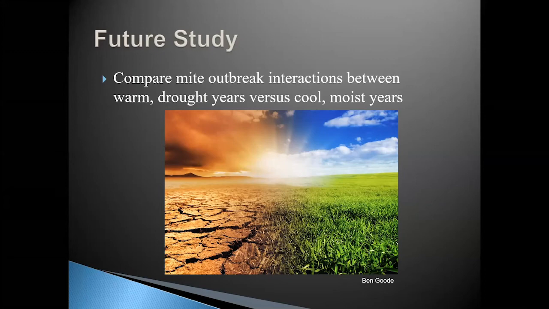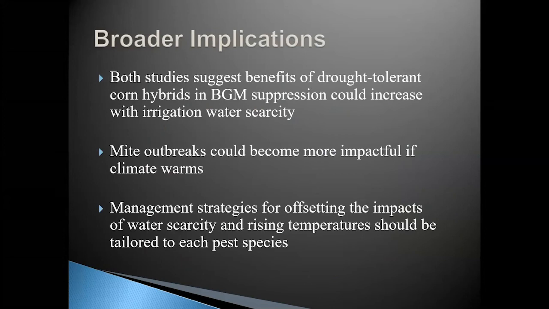And thinking a little bit further about the broader implications, we anticipate that the benefits of drought-tolerant corn hybrids could rise as water becomes more scarce. We also predict that outbreaks of spider mites and potentially other pests could become more prevalent if the climate's warm, particularly in those regions of agriculture production like northern Utah. Lastly, our 2020 field season findings suggest that effective management strategies for the generalist two-spotted spider mite could potentially differ from those tailored for the Banks grass mite, which is a specialist for grasses like corn.